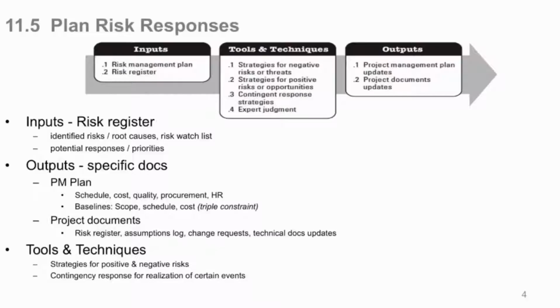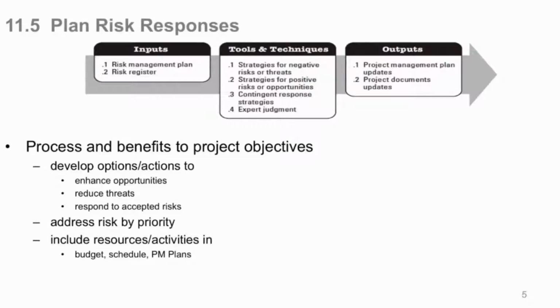So, inputs. Well, a little more on this. Process and benefits to the project objectives, which are basically your scope, time, cost, quality. Develop options and actions to enhance opportunities. Hopefully they'll happen because they're opportunities, they're a benefit to us. Reduce threats and then respond to those threats that are called accepted threats, which we'll see. That's part of all this.